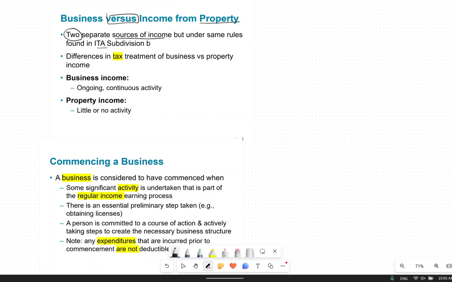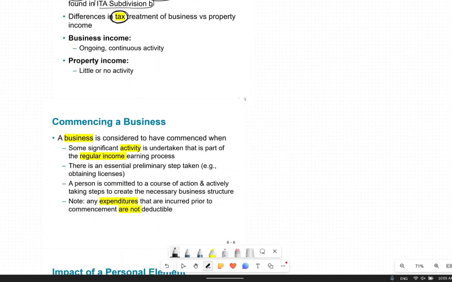They both come under subsection B for the tax, of course, the same rules for reporting an income. But there's a different tax treatment. The tax treatment is different under the business. Business income is an ongoing and continuous activity, with little or no activity under the property. What happens is you bought the property, you invested in the property, and that's it.